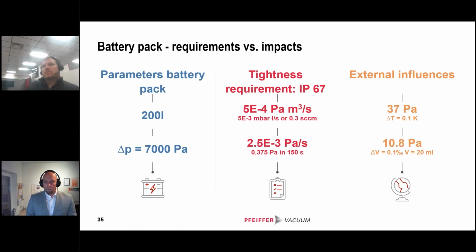Also, a volume variation of 0.1 per mil, so 20 milliliters compared to 200 liters, which could be caused by some movement inside of the battery pack or not optimal laying of the battery pack on the test chamber. All of this will also already induce a 10.8 Pascal pressure reading on the device, so a factor of 33 higher than the total pressure drop you want to see. This means that for this extreme example of an IP67 rating at a 200-liter volume, air is not a real solution to test for.